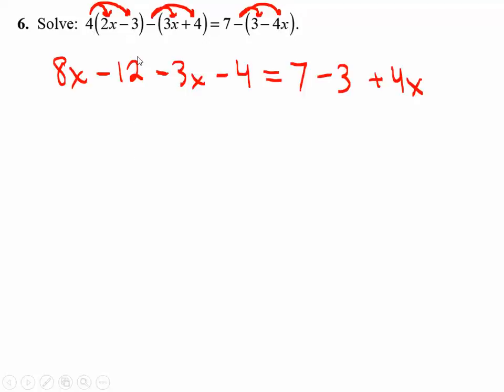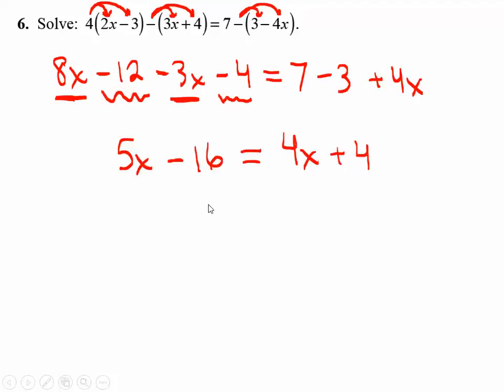So 4 goes into the first parenthesis. A -1 goes to 3x, which changes the sign. And again, -1 goes to a +4, changes the sign. 7 stays the same. Negative goes to the 3, so it changes the sign to a -3. And subtracting a -4x really is the same thing as adding 4x. Ooh, lots of things to put together here. So like terms, looks like 8x and -3x is 5x. And the squiggly lines, -12 and a -4, if you put those together, that gives you a -16.